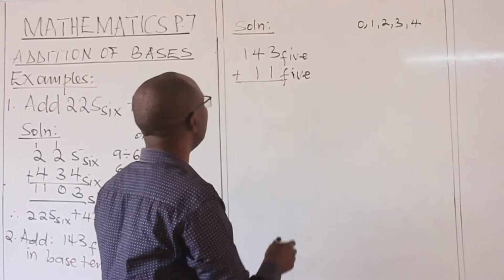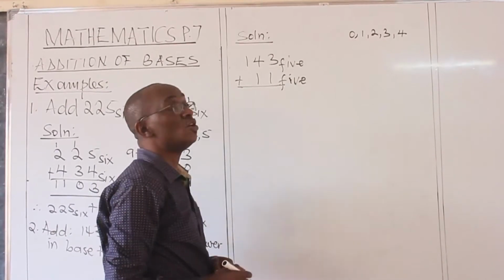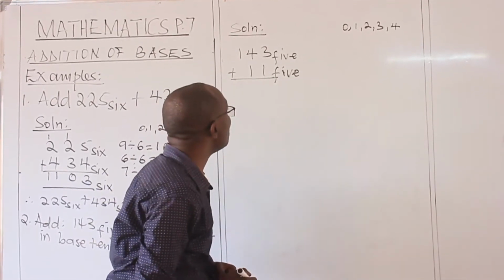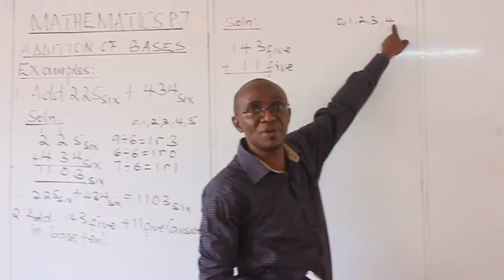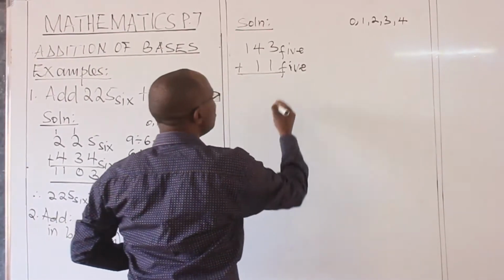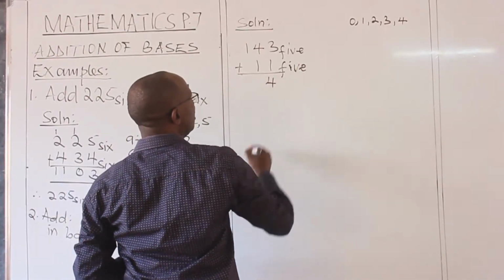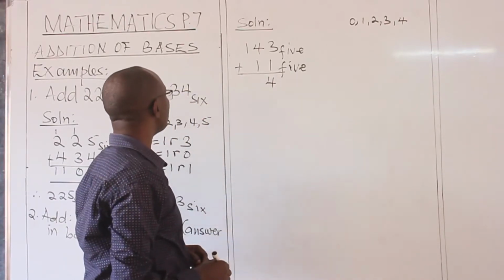So now we start adding. 3 plus 1, 4. Can we write 4 in base 5? Yes, because we have 4. Among the digits used in base 5, 4 is there. So that means we don't have to divide. That is 4. So now we continue.